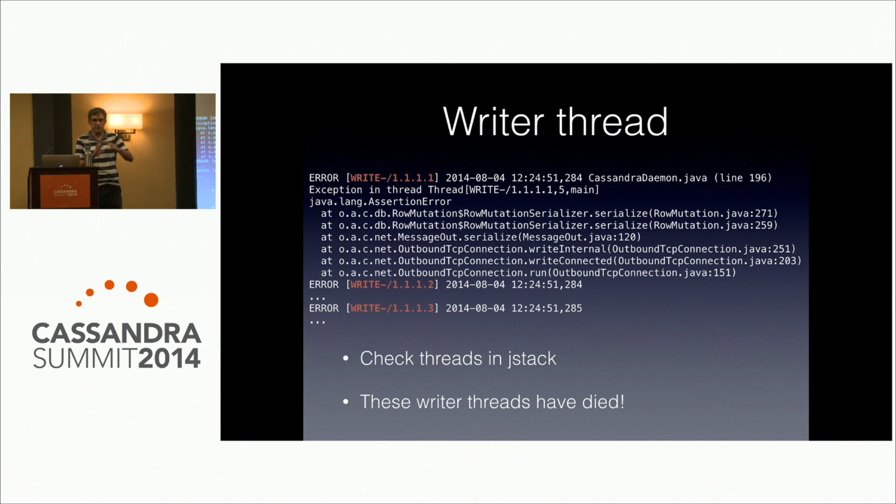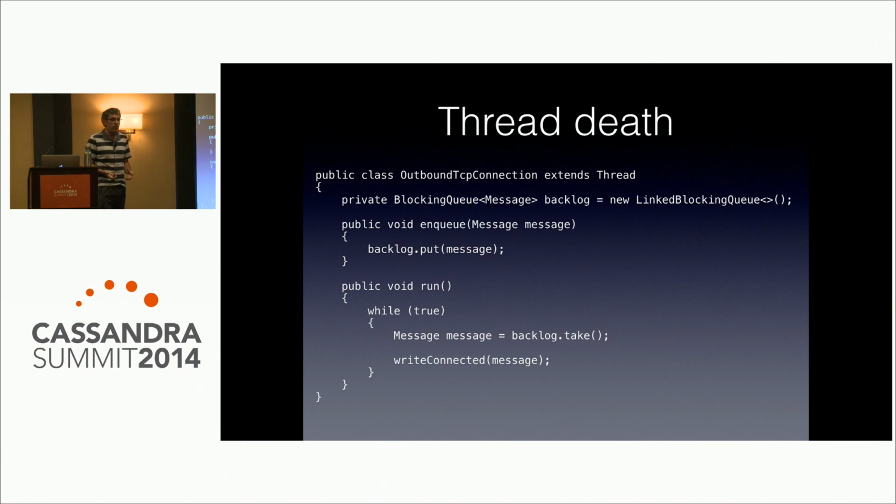These write threads have died. So what could do that? This is a simplified version of the code in Cassandra that deals with sending messages on connections. It's essentially you put stuff on a queue, and then there's a thread which takes stuff off the queue and writes it on the network. But we're getting an assertion error in the write. So we've got an uncaught exception. The thread is dead. So the thread has exited.